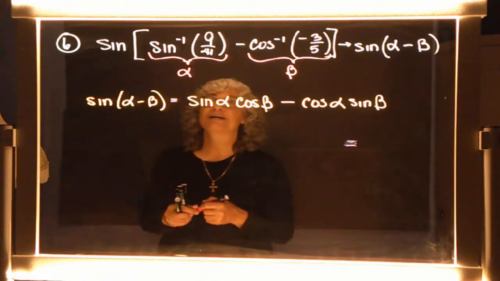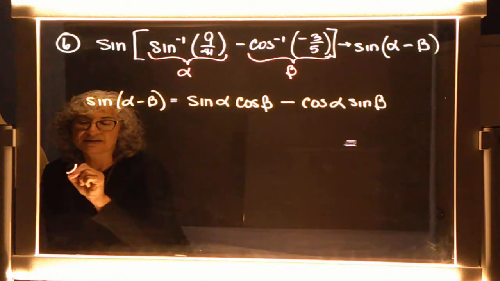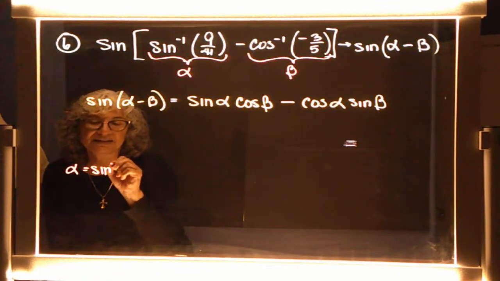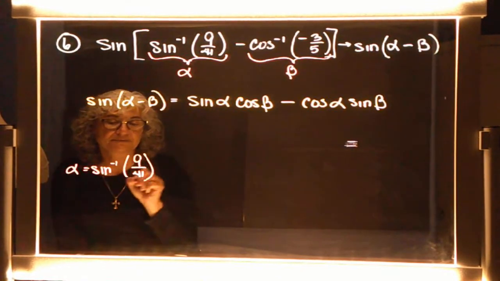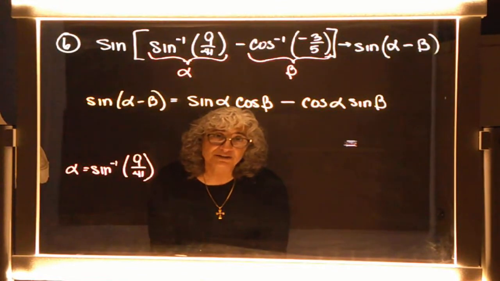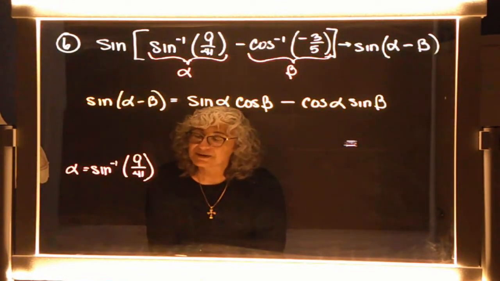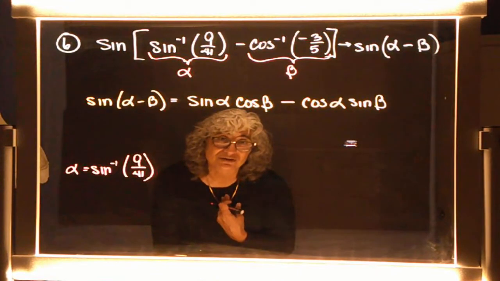So I'm going to talk about alpha first. What I know is that alpha equals the sine inverse of 9 over 41. Agreed? Is 41 a typical denominator? Nope, it's not. Because none of my triangles and the unit circle have a 41 on it, let alone a 9, which means I'm going to have to draw my own triangle. Got it?